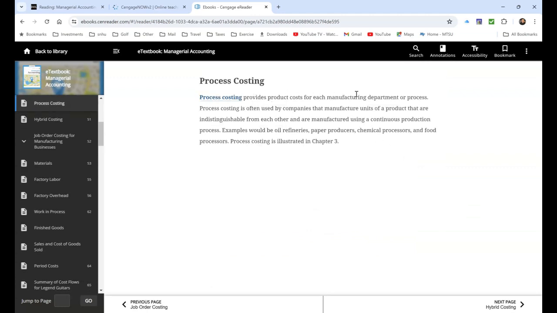Process costing provides product costs for each manufacturing department or process. It's used by companies that manufacture units of production that are indistinguishable from each other and are manufactured using a continuous production process. That's what we'll look at in the next chapter. So, in other words, oil refineries, paper products, chemical processes, food products. They're all similar types of products. They're not like guitars or pianos or even automobiles.